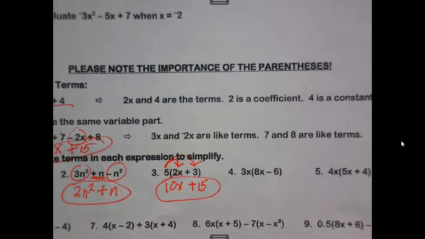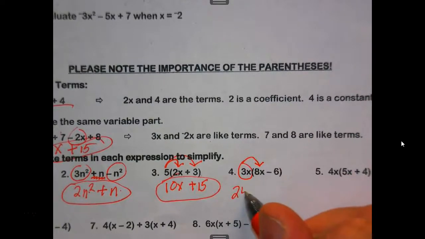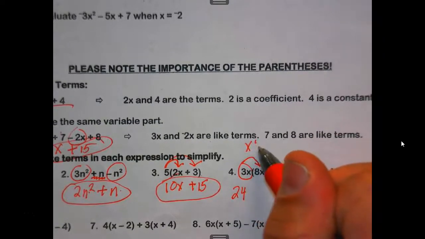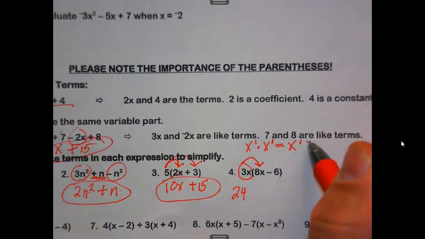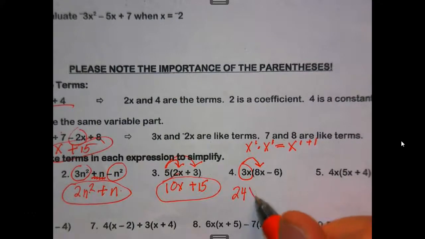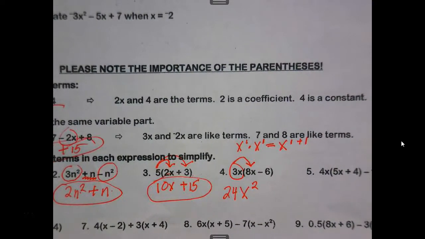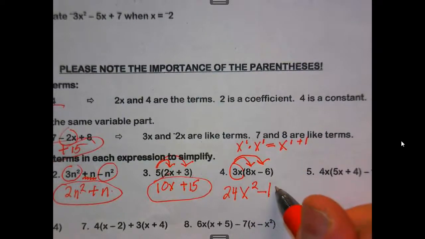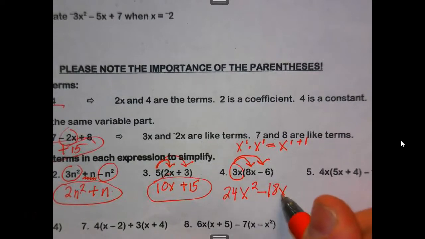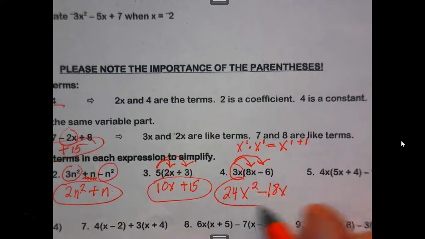Now, number 4, I am multiplying x's together. So what do I do with their exponents? This is x to the first times x to the first. You add the exponents, right? So I get x to the second. 3x times negative 6, minus 18. Don't forget the x. These are different exponents. Leave it.